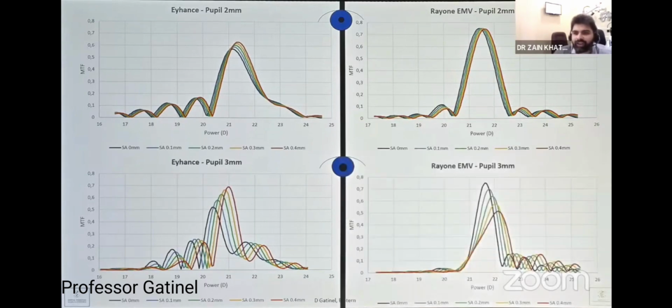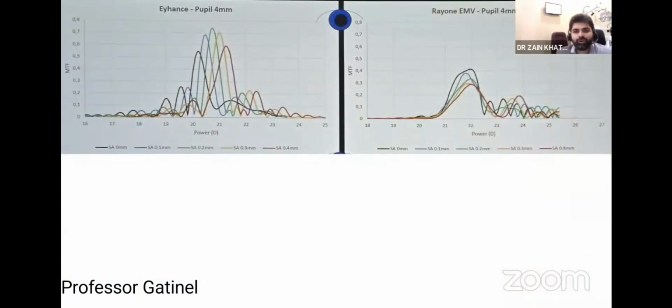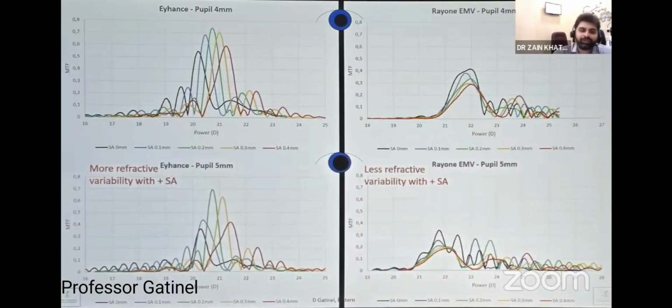If you look at the Ray 1 EMV, at a lower spherical aberration the depth of focus is much less but the MTF is good, whereas when you go towards higher spherical aberration, depth of focus increases but the MTF decreases. And when you go to 4 and 5 millimeter pupils, you can see how much the MTF decreases. So you must be careful when you're implanting enhanced monofocals. The low light visibility for distance is definitely going to decrease in large pupils, even though it is an enhanced monofocal and not an EDOF.